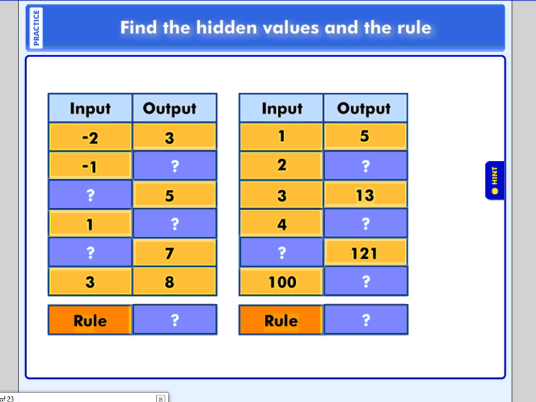All right, so for this one, I want you to look at the input-output tables, and I want you to see if you can figure out what the values in the rule are. Let's start on this one on the left. So I want you to pause right now, and I want you to see if you can figure out what the values and the rule are.